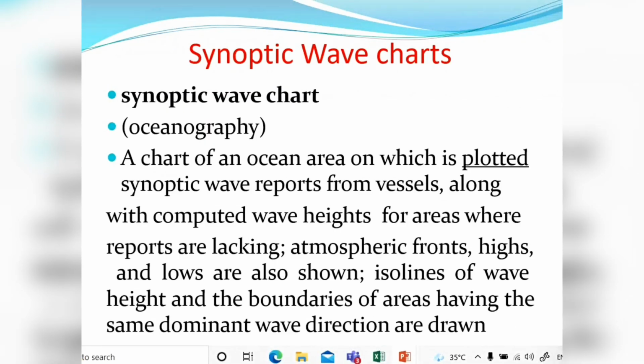A wave chart is a chart of an ocean area on which synoptic wave reports from vessels are plotted, along with computed wave heights for areas where reports are lacking. Atmospheric fronts, highs and lows are also shown. Isolines of wave height, meaning lines showing the same height of waves, and boundaries of areas having dominant wave direction are drawn. I told you a ship is not affected by wind as much as it is affected by the waves, or swell as we call it, isn't it? So if you have a wave height of 4 to 5 meters, you will definitely try to avoid it.